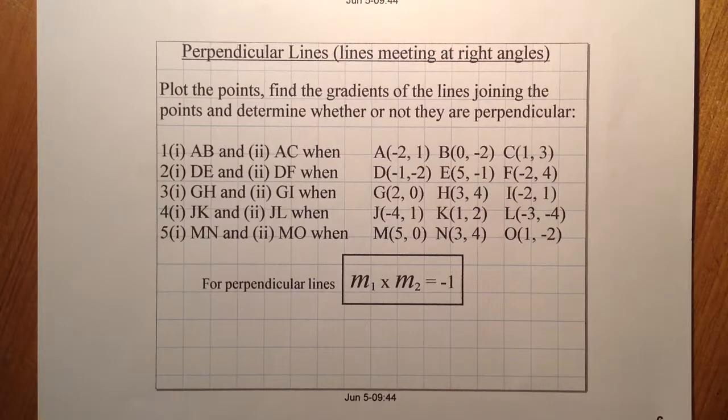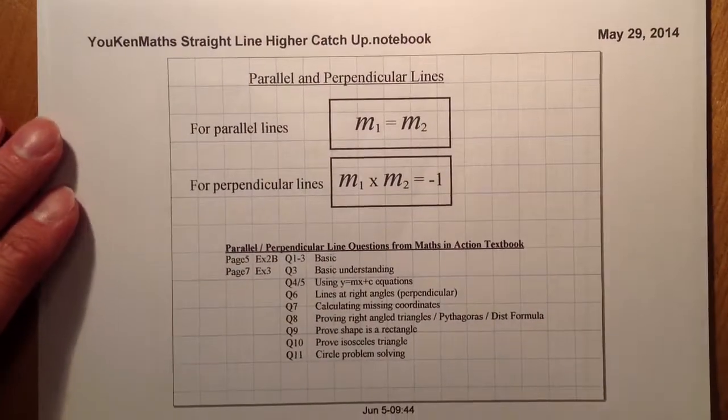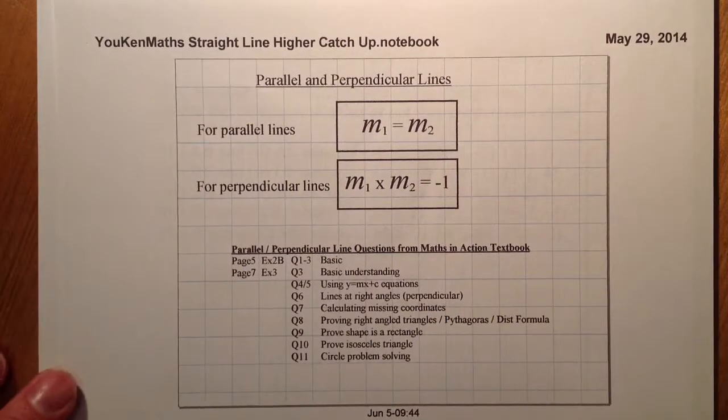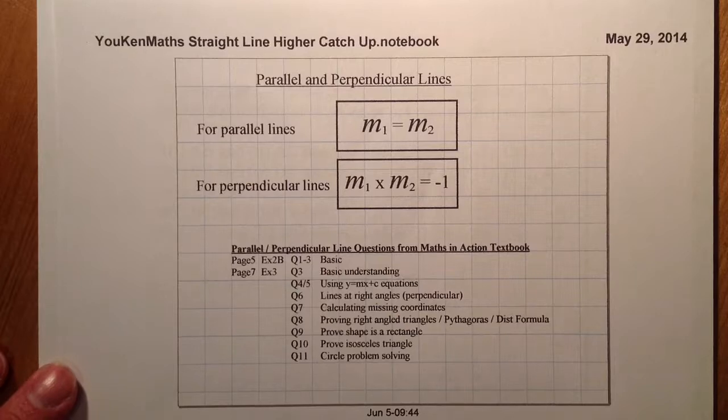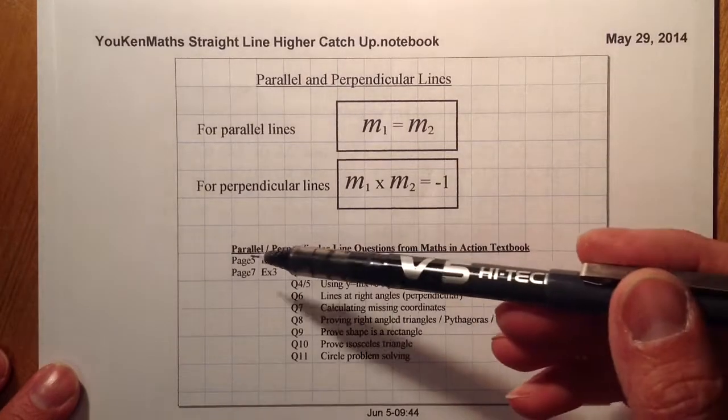Right, so what else we can do here is I've got some further questions for you to do, and then I want to just talk to you about a simple way of finding a perpendicular gradient. So some further work that you can do from the textbook, looking at parallel and also perpendicular lines, would be to look at page 5.